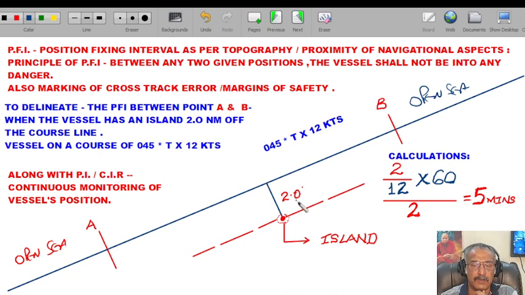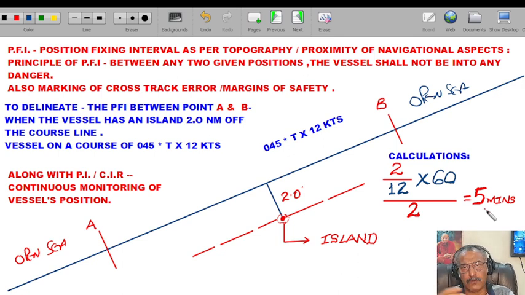So the distance of the nearest land, that is 2 nautical miles, divided by 12, which is the speed of the vessel, multiplied by 60, whole divided by 2, based on the principles of PFI. The whole calculation comes to 5 minutes. When it comes to 5 minutes, it's sometimes not possible to put your PFI. That is the reason I chose this example.